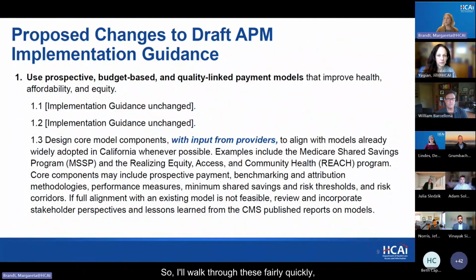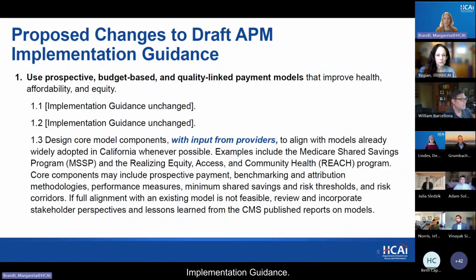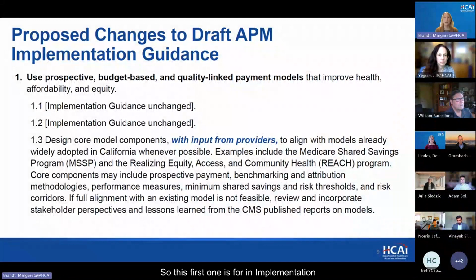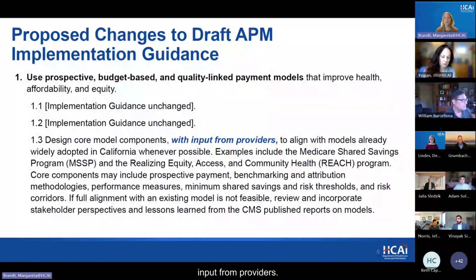I'll walk through these fairly quickly, just some minor language changes that we are recommending in the implementation guidance. This first one is for implementation guidance 1.3, where we've added a note that designing alternative payment models should include input from providers.